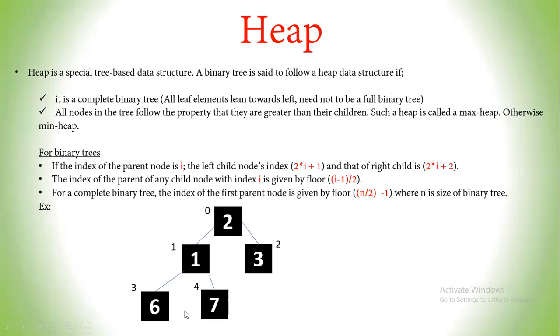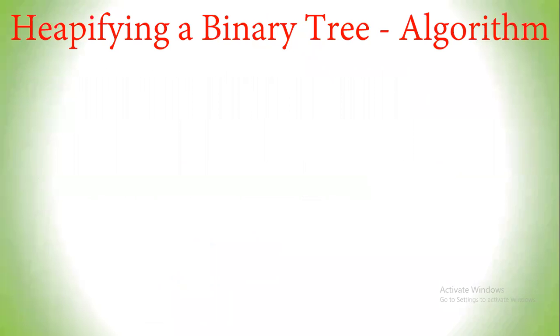So if this is the parent node, and I'm describing the complexity of the heapify function, I represent the complexity of this heapify function as capital Hn. The complexity of this function will be n by 2, because there are only n over 2 parent elements, and heapify will be called only for parent elements.